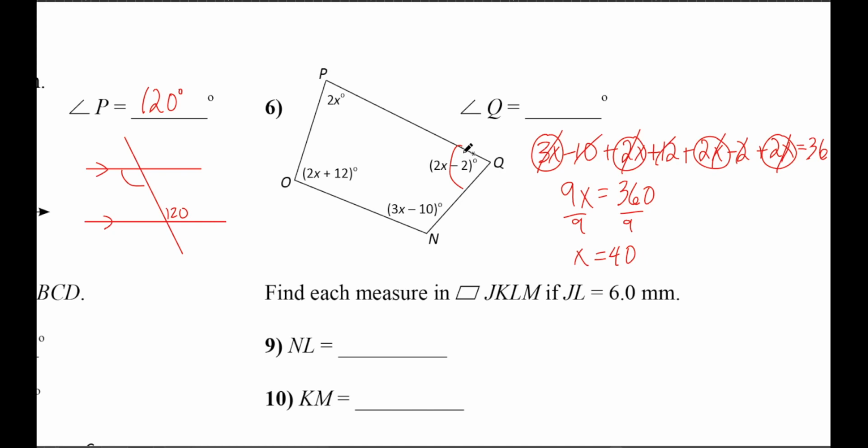No. They asked for angle Q. So angle Q is 2x minus 2. So what do we do? Put the x. Plug it in, right? 2 times 40 minus 2. 2 times 40 is 80 minus 2 is 78. And it's 78. I even put the degree thing there, okay? 78 degrees.